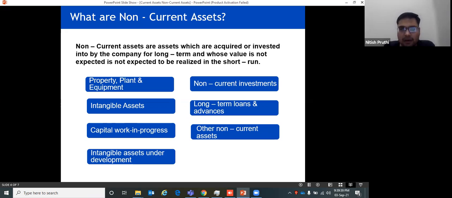Why? Because it is neither property, plant, equipment, nor intangible asset, nor capital work in progress, nor intangible asset under development, nor non-current investment, nor long-term loans and advances. So it is basically the residual clause. When we are unable to classify something under the specific heads, we classify it under a residual head, right? So this is the overall concept of current and non-current assets. I hope everything is clear to you. In case you have any doubt, you may put your doubt in the chat box and we'll discuss.